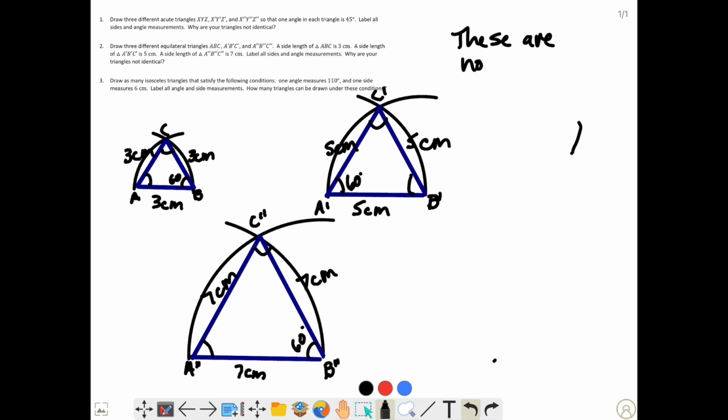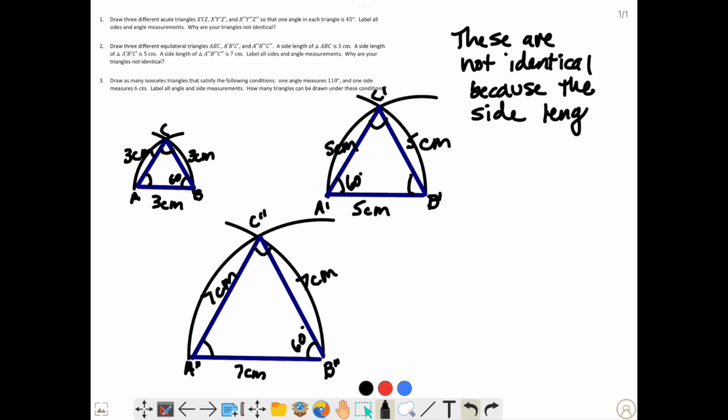It says, why are the triangles not identical? These are not identical because the side lengths are not the same size. We have smaller and bigger versions of the triangle, but they are not identical because the sides are not the same.